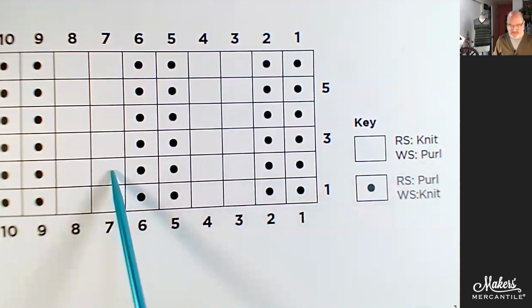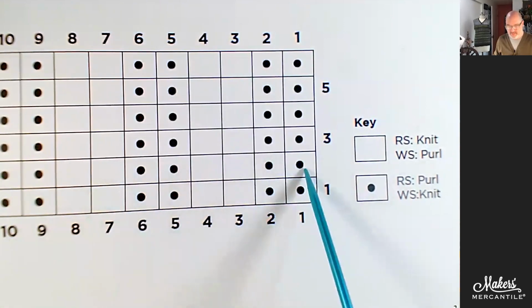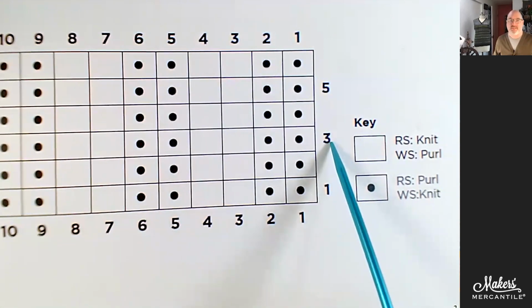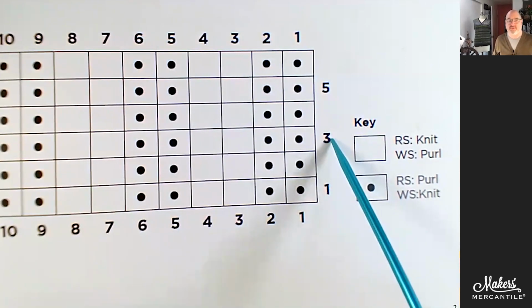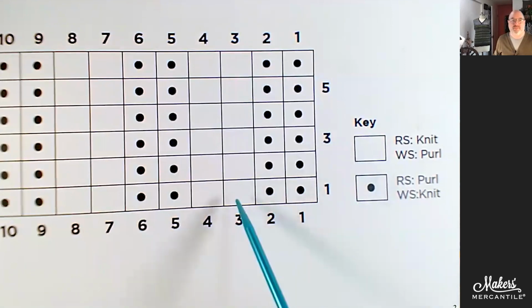So I'm going to purl 2, knit 2, purl 2, knit 2, turn my work, and say, oh, I'm doing 2x2 rib. That's what I'm doing. So it's knit 2, purl 2 rib, or purl 2, knit 2 rib in a chart form. Well, that's easy enough. I know what that means.